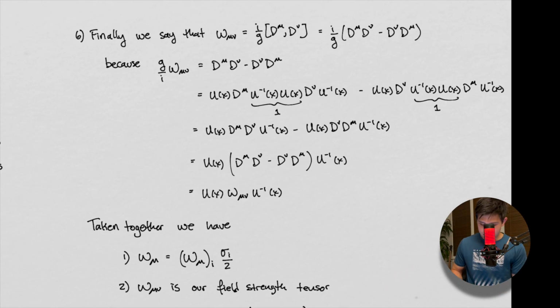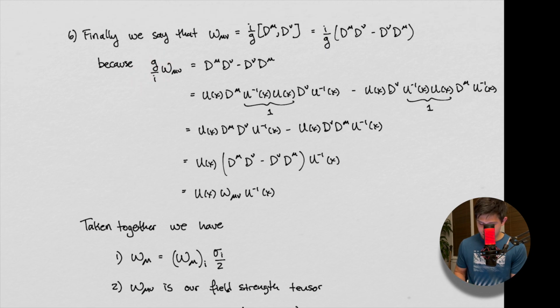All right. Finally, we want to say this. Okay, so we want to say that the tensor itself can be defined in terms of the derivative. And in terms of the derivative, it's going to be defined as a commutation relationship, okay, with some constants outside of it. And we say this because when we flesh out the commutation relationship, and then multiply both sides by g and divide both sides by i, we get this relationship here.